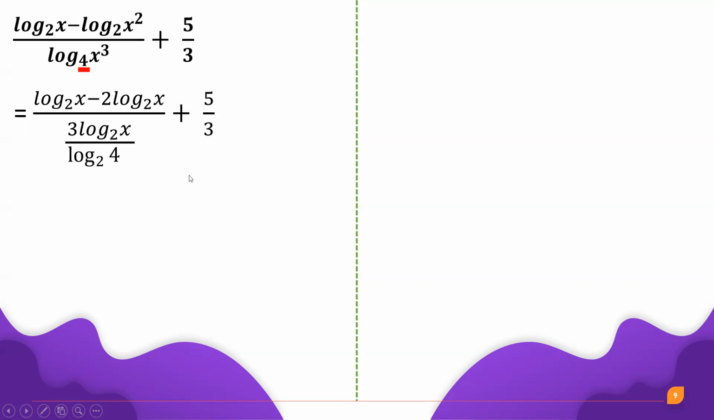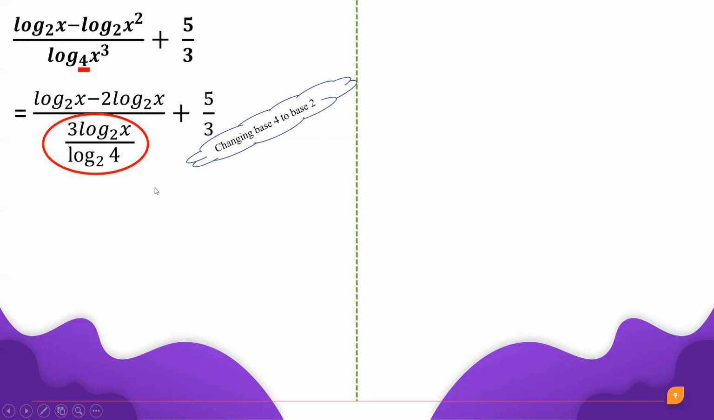Now we want to change base 4 to base 2 for the denominator logarithm. So how do you do that? The 3 now comes in front of the logarithm, log base 2 of x. So now the base of the numerator and the denominator will be 2, all over logarithm base 2 of 4. So the 4 comes to be here, then you write that 2 down there.